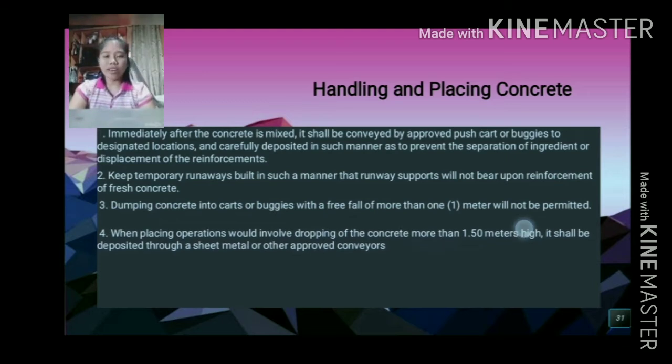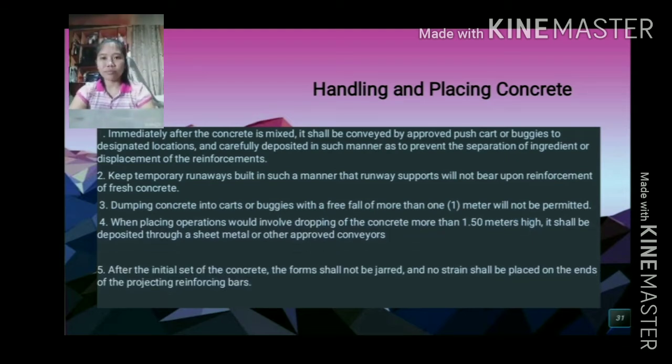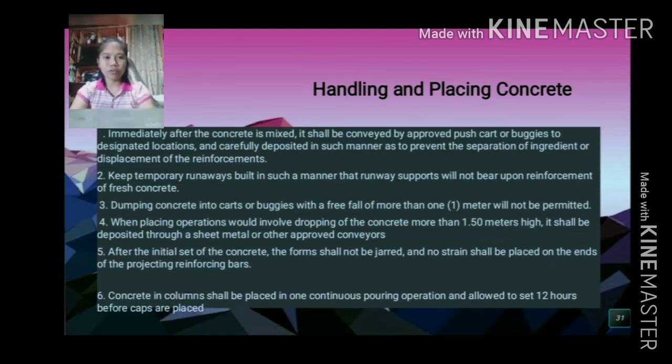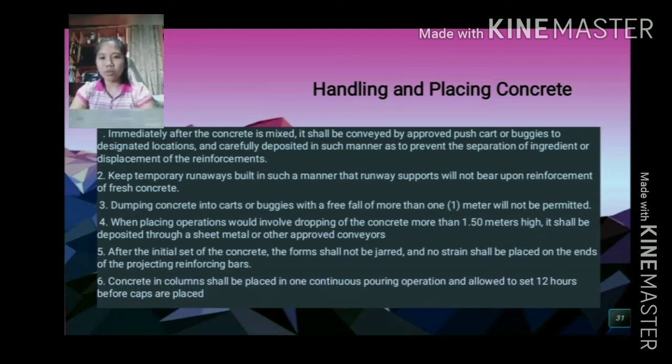Next, we have the handling and placing of concrete. Third, dumping concrete into carts or bogies with a free fall of more than 1 meter will not be permitted, so that our concrete mixture will not segregate.